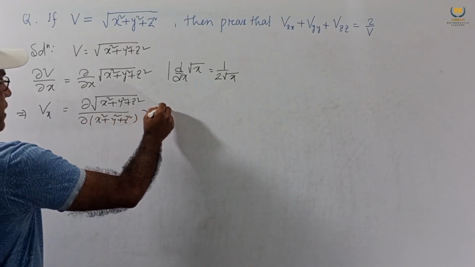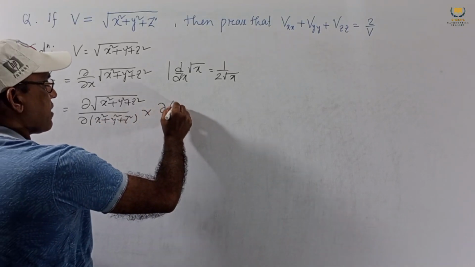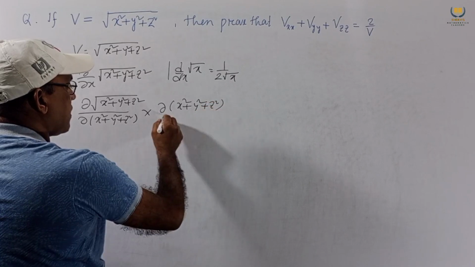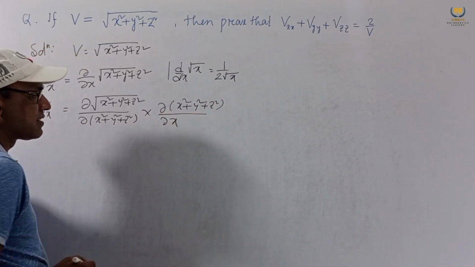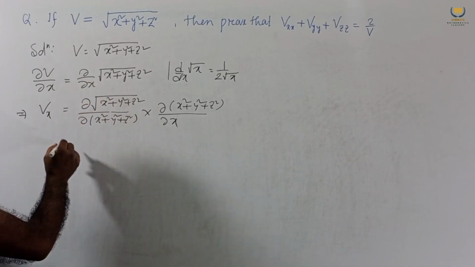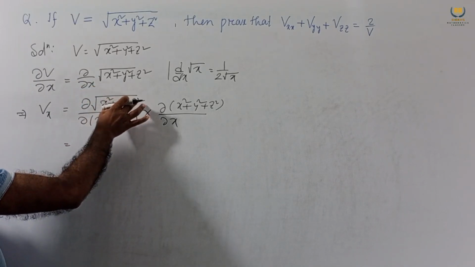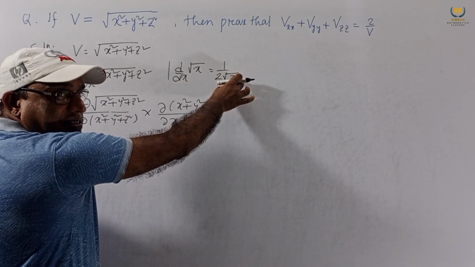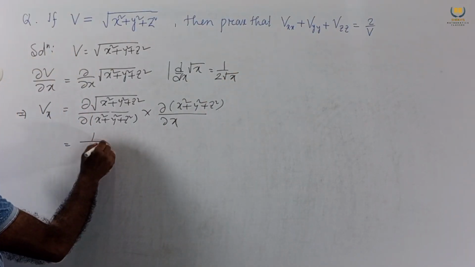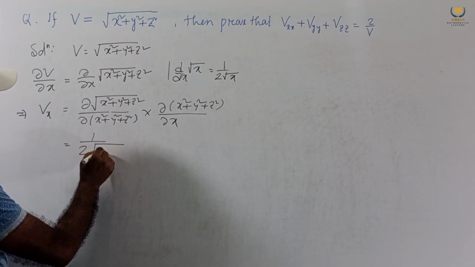Here we write the extra factor, and ultimately these two will be cancelled. We get del x, this cancels del x. We get the formula d(root x)/dx, which means 1 by 2 root x. So this will be 1 by 2 root x.